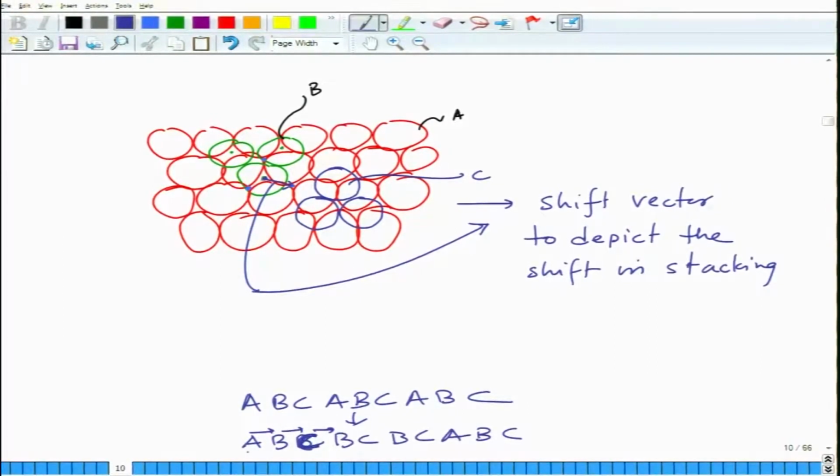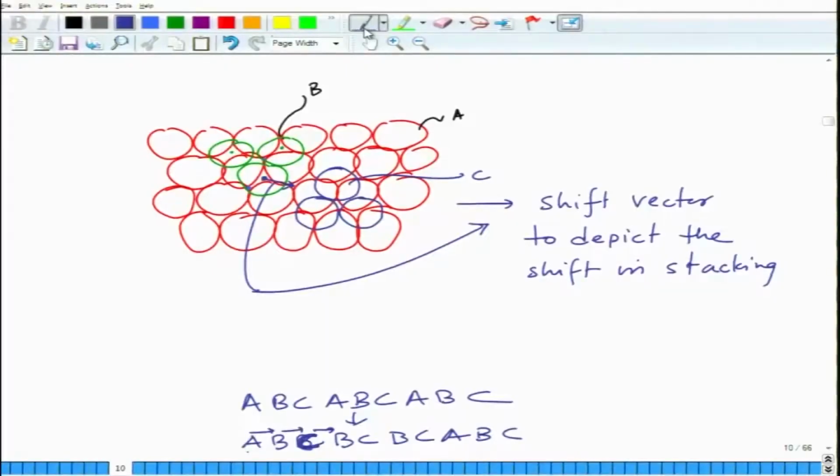So this is the shift vector in the first plane. This is the position in the first plane. This is the position in the second plane. And if you take this, if you subtract the coordinates of the two, you will get the shift vector. Okay. And the shift vector basically happens to be of the type, I think it's 1/6 112.